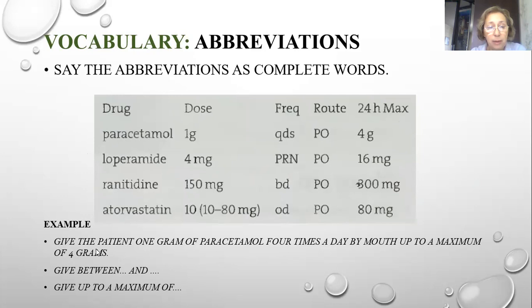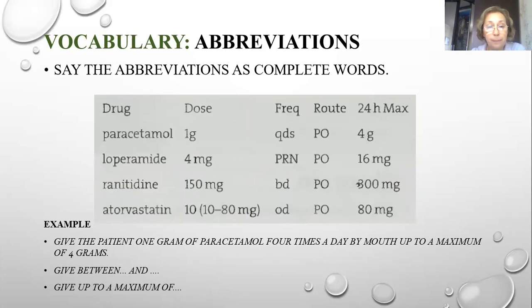The doctor says, give the patient 1 gram of paracetamol, 1 gram, 4 times a day by mouth, up to a maximum of 4 grams. Do you see? We can also use give between and give up to a maximum of, like it's given here in the first sentence. Well, let us listen to Arun Chalam.